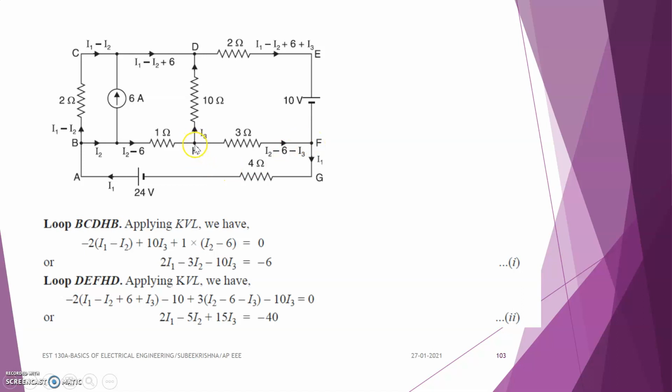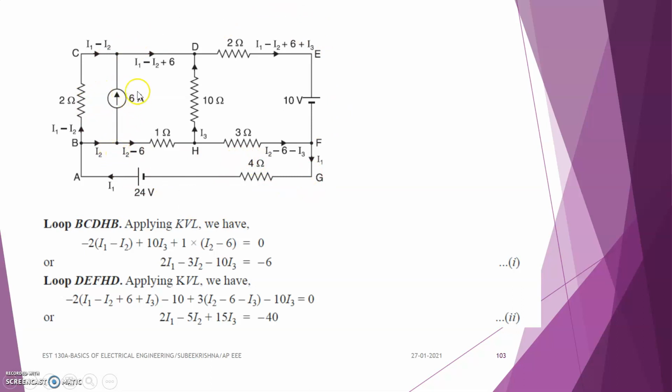And from the point H, what is the current which is flowing through this 3 ohm resistance? Here it is I2 minus 6, and from this section one more current, I3, is leaving from the point H. So the current which is flowing through this 3 ohm resistance is I2 minus 6 minus I3. So the current which is entering at the point F is I2 minus 6 minus I3. By combining these two currents, we get the final current as I1, which is flowing through this 4 ohm resistance. Okay, these are the currents which are flowing through the various branches of the circuit.